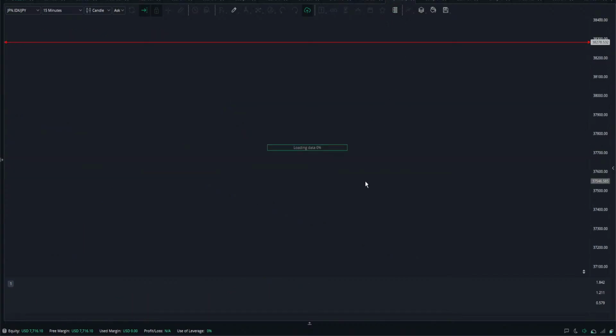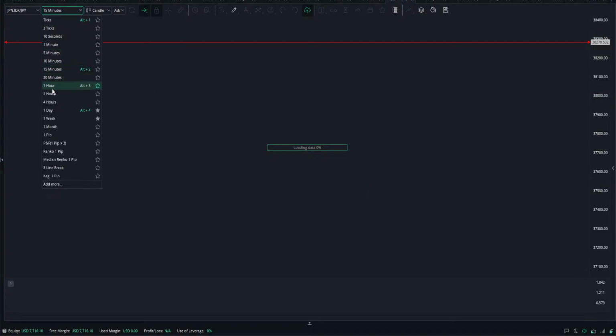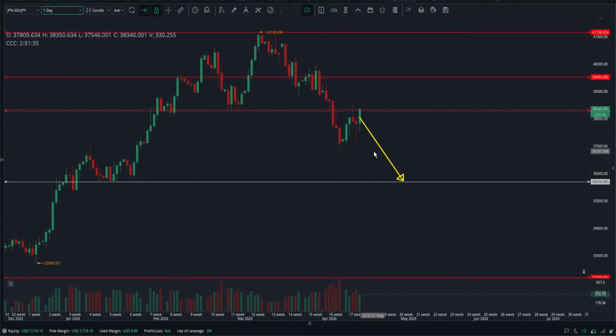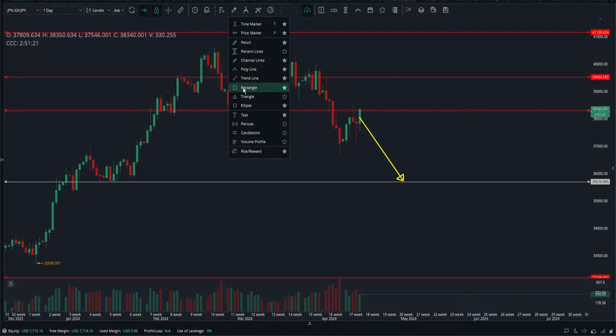Nikkei had a very nice move. I have opened the 15 minutes, but I will switch to 1 day maybe. Nikkei had a very good move. Now the price is making lows here, but somebody might be thinking, oh, the price has made a lower low, and now the price made a low here, then it is making a high. No, it is not making any higher high. Okay, so you have to understand this concept here.